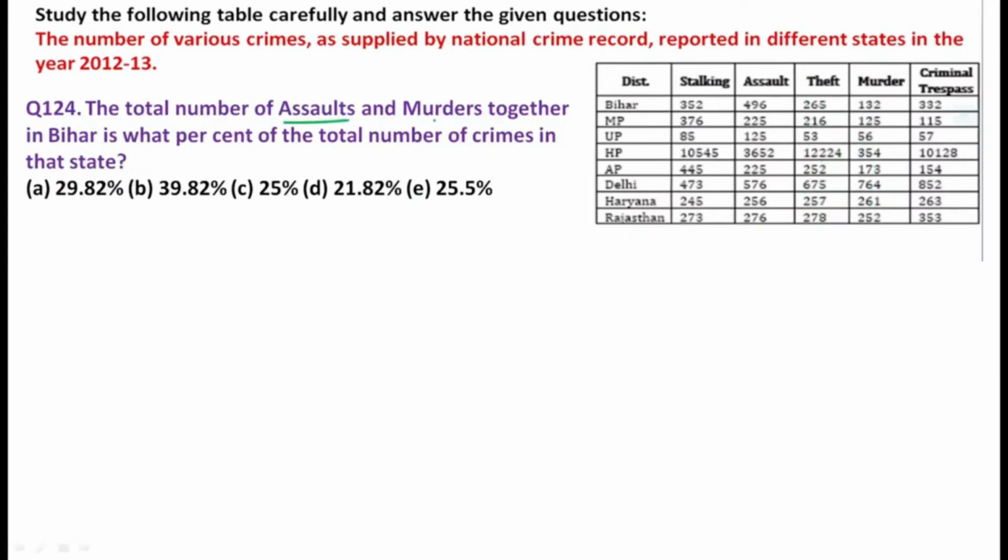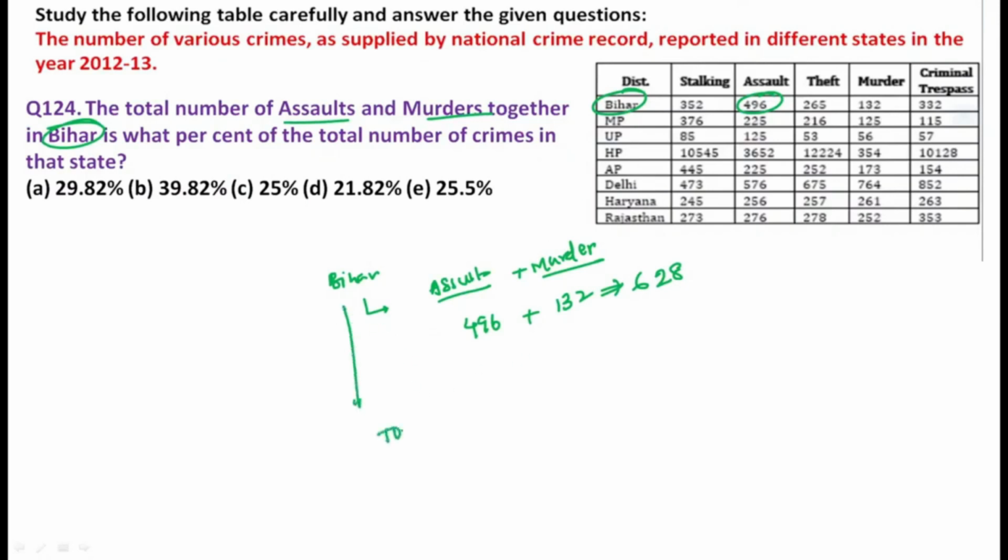The total number of assaults and murders together in Bihar. The information is regarding the Bihar assaults and murders. The state of Bihar, 496 assaults. Murders are 132. The sum becomes 628. And the total number of crimes in the state. What percentage of the total number of crimes? Total crimes, guys. Total crimes in the state of Bihar. Now you already calculated 628 and just calculate the remaining ones.